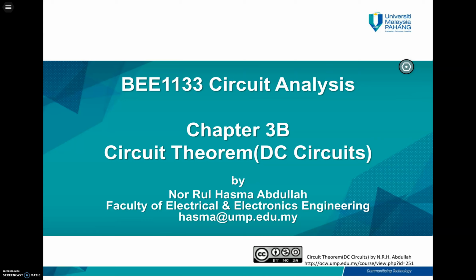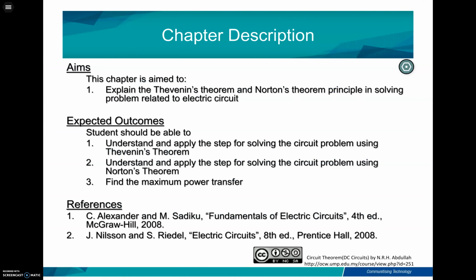Chapter 3b, Circuit Theorem, DC Analysis Circuit. This chapter is aimed to explain the Thevenin theorem and Norton theorem principle in solving problems related to electric circuit.